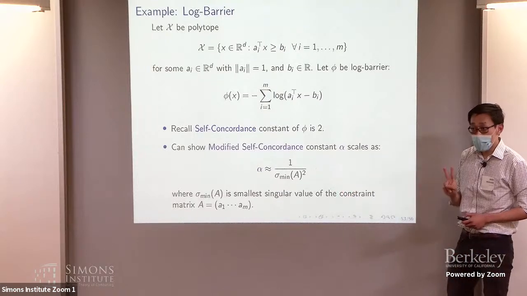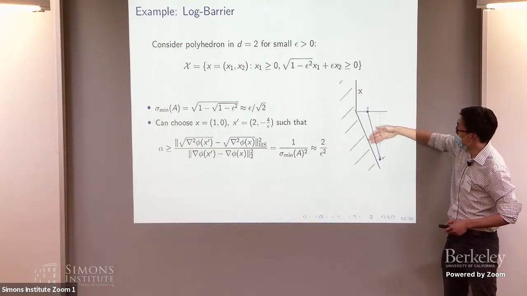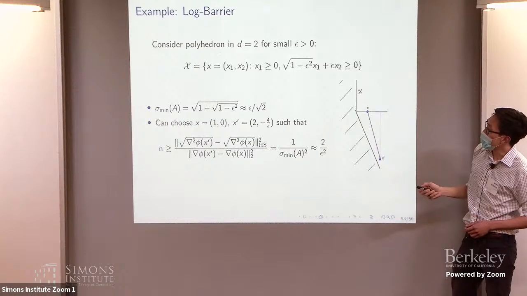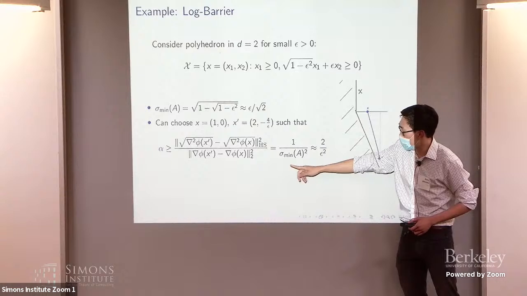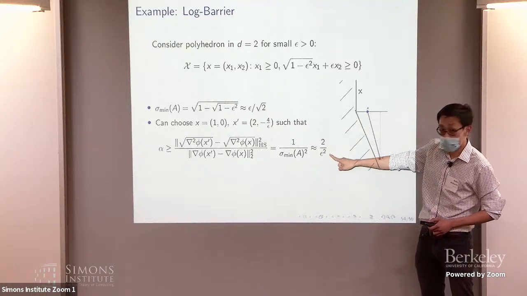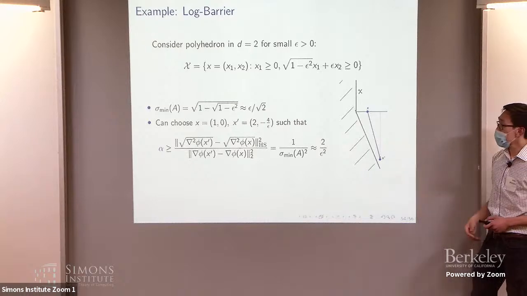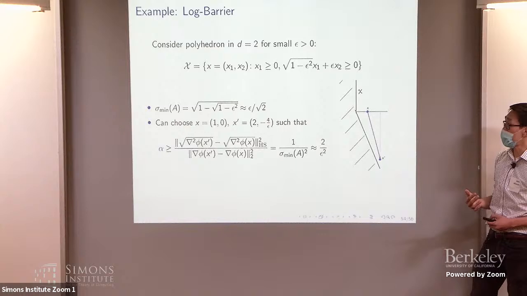So even in 2 dimensions, here's an example. You look at this polyhedron, this intersection of 2 half spaces. You can choose explicit points, and you can compute this ratio, and you can achieve this bound 1 over epsilon squared. So you can make this go to infinity. So we would like to have something with a more natural self-concordance condition.